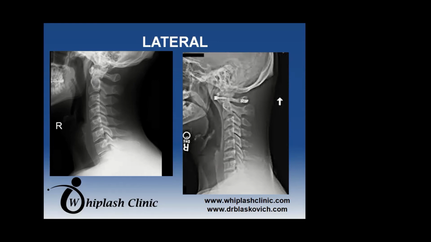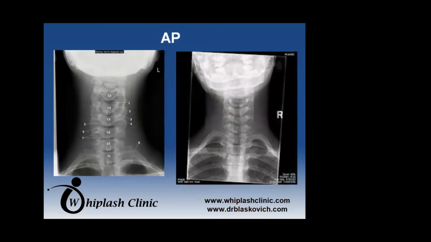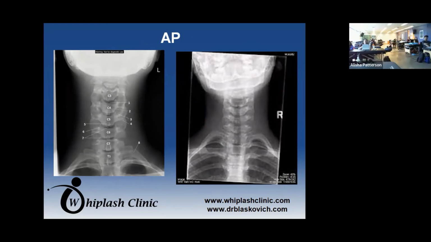Okay, so this is the lateral projection, and this is the AP projection now. So on the left side, again, we've got the normal, and on the right side, we've got the not so normal. Can anybody see what would be obvious here? Tilted head. Absolutely, yeah.